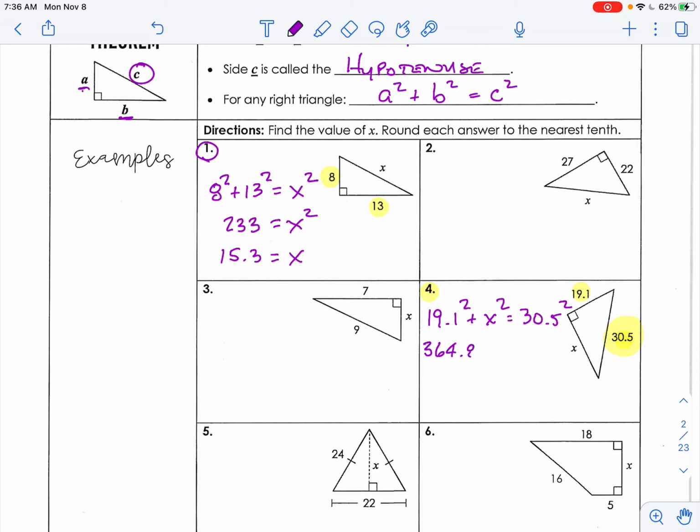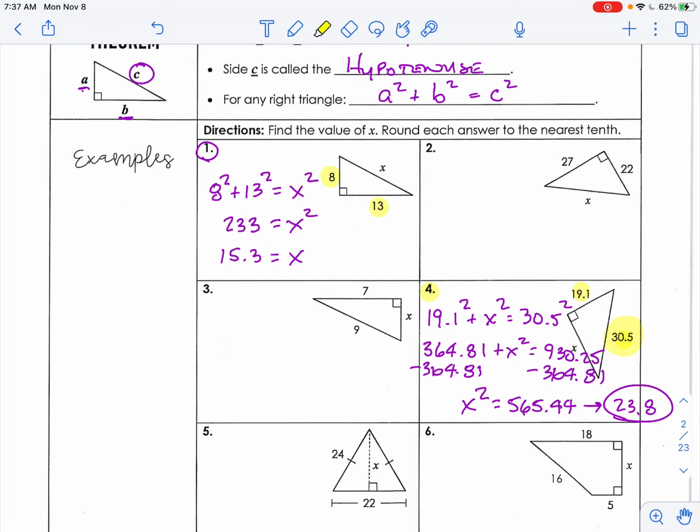So I have 364.81 plus x squared equals 930.25. Some pretty big numbers. I'm going to subtract 364.81, right? 364.81. And then just a reminder, you have to get x squared by itself before you take the square root. So when I do that, I get 565.44, which results in 23.8 when you take the square root. Okay, so again, you're not taking the square root until this x squared is all alone. That's on the last step.